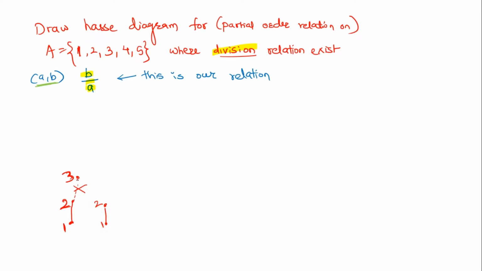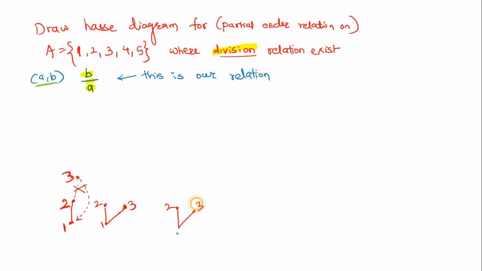If your element does not have any relation on the topmost hierarchy, try to relate it with the next lower level hierarchy element. So we'll check whether 3 is divisible by 1. Yes, 3 is divisible by 1, so we'll draw 3 here. Now we will check the next element.